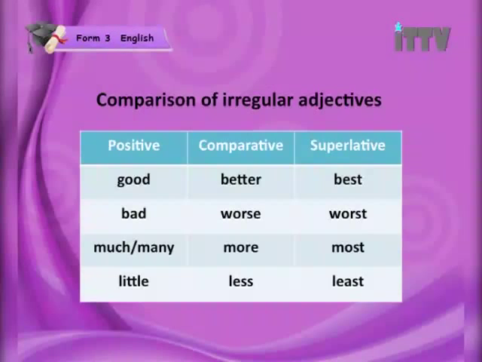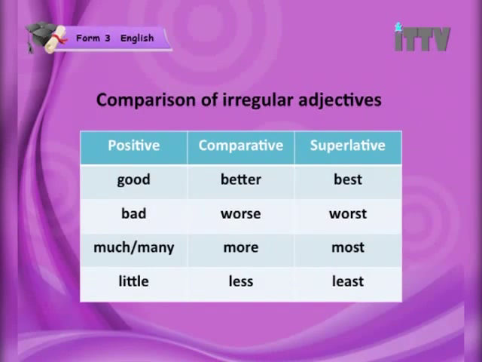All right. Positive form, good. Now when you compare to another person, supposed to be better, or maybe a thing, this is good, that is better. And the superlative is best, good, better, best. Next, you have bad, worse, worst. Remember your spelling. Then you have much, many, that's positive. When you want to compare, it becomes more and most.